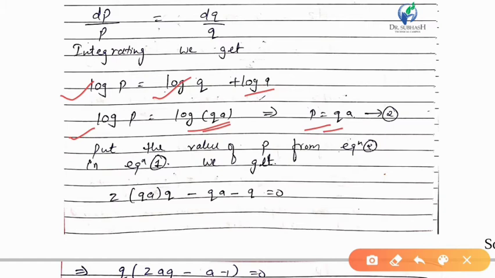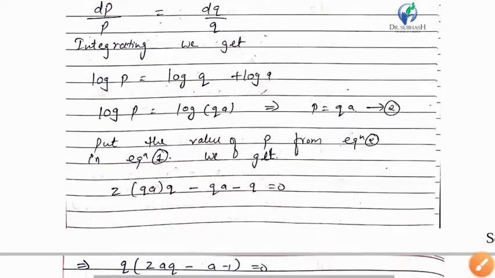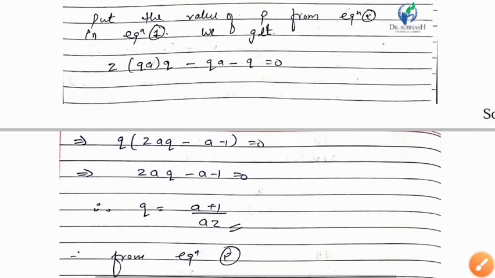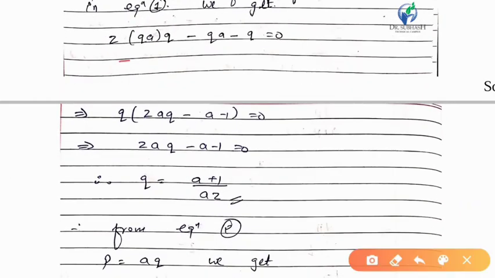Now I will put this value of p in the given equation. So I get z qa q minus qa equal to q. From here I will find the value of q. I am taking q as common. So I am left with q into zaq minus a minus 1 equal to 0. Now this q will go to the denominator of 0. So leftover equation will be zaq minus a minus 1 equal to 0.